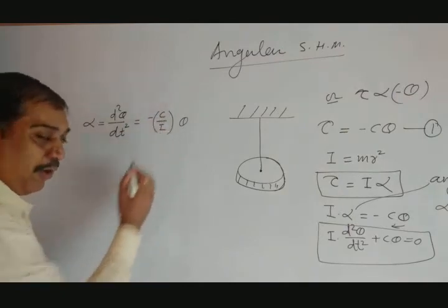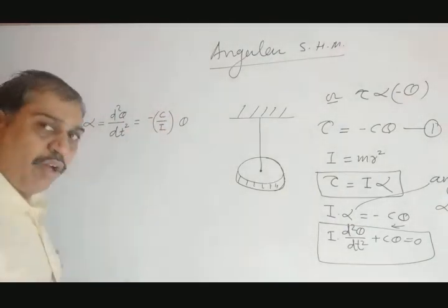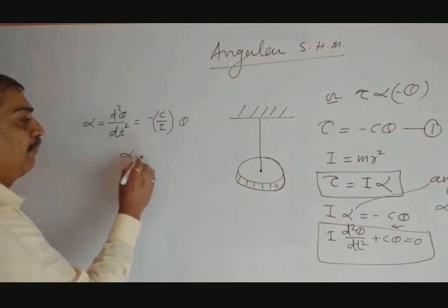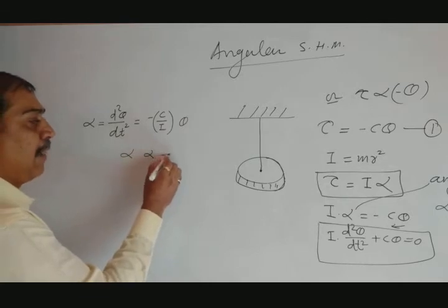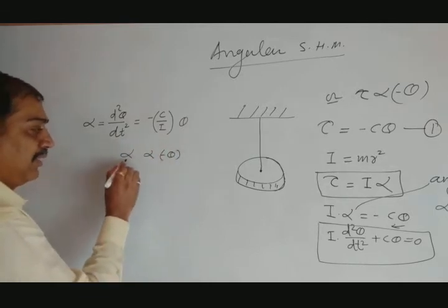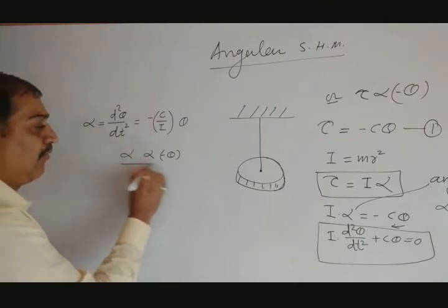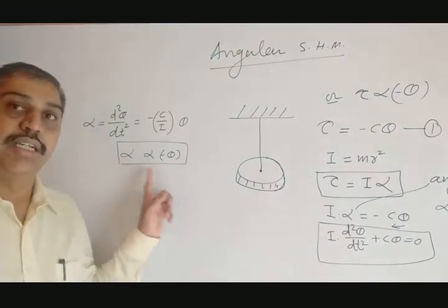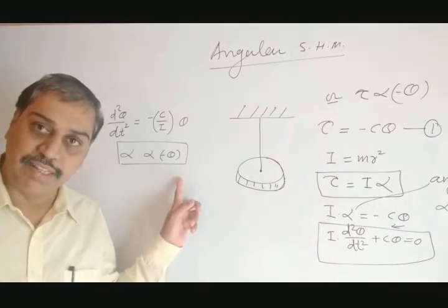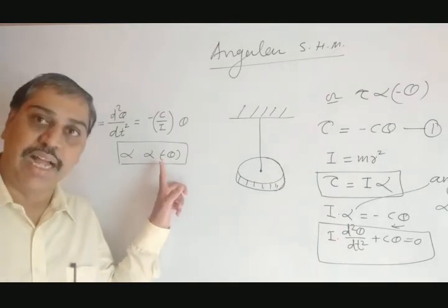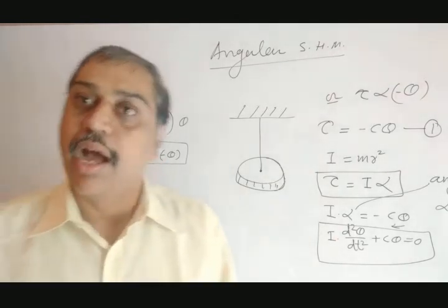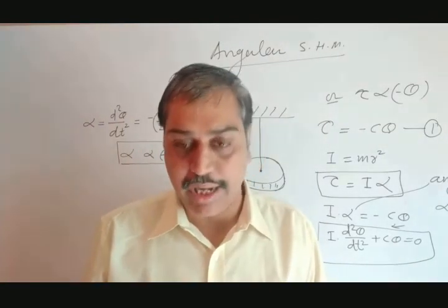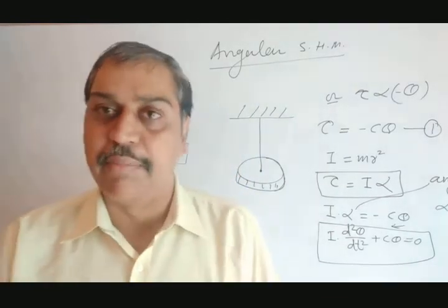From this, c is what? Constant of proportionality. I is what? Moment of inertia. It is again constant, so the bracket term is constant, and you can write alpha is directly proportional to minus theta. This shows that angular acceleration is directly proportional to angular displacement, except the minus sign shows that they are proportional but in opposite directions, and that is the definition of angular simple harmonic motion that we have seen. So this is nothing but angular simple harmonic motion.